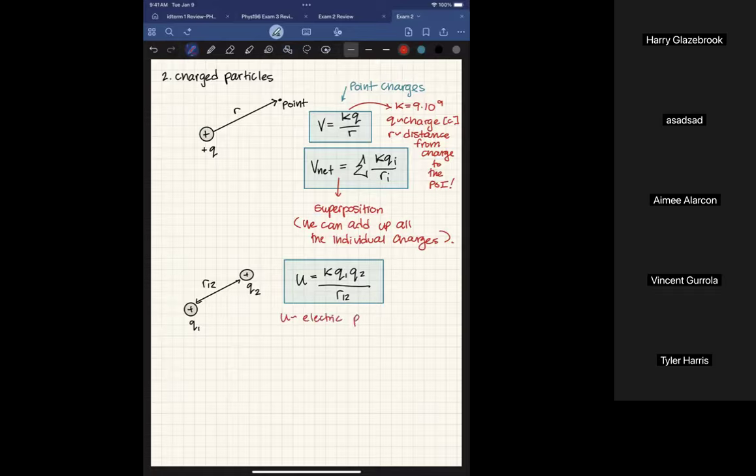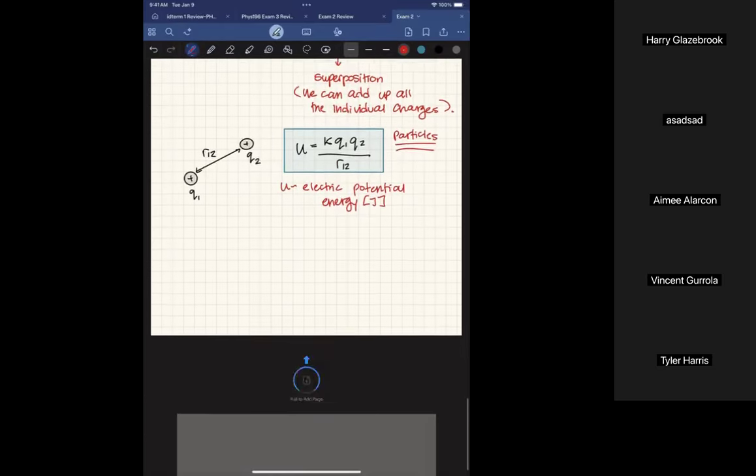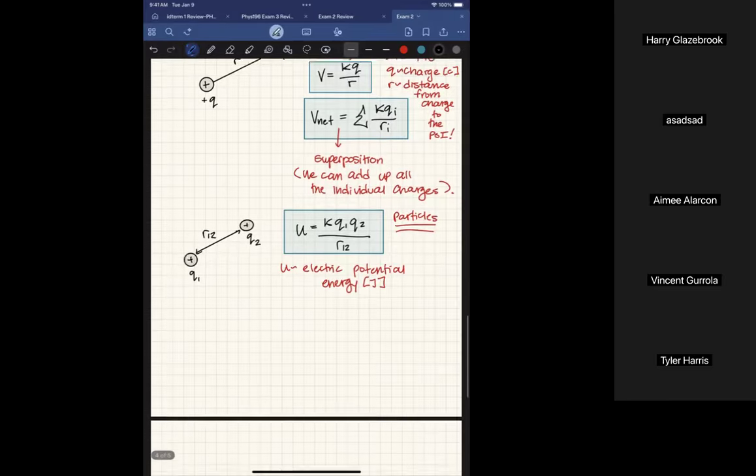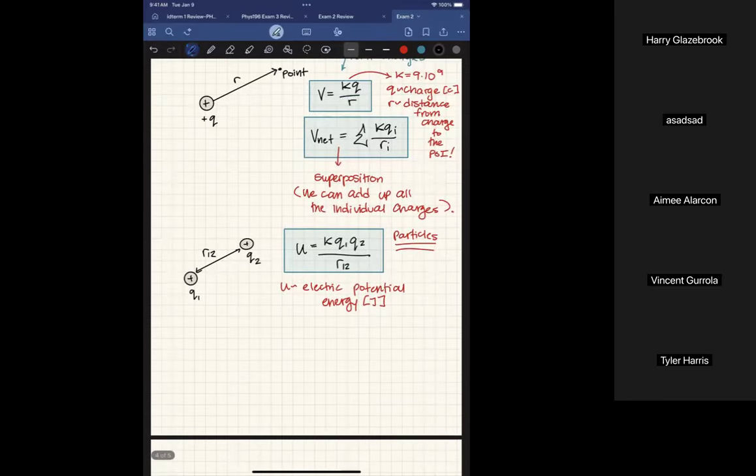Electric potential energy has units of joules. This is for particles only. Q1 and Q2 are our charges, and R12 is just the distance between them. If I have multiple charges, things do get a little interesting. Instead of electric potential, where I pick a point and define my distance from each charge to that point, for electric potential energy it's a little bit different.